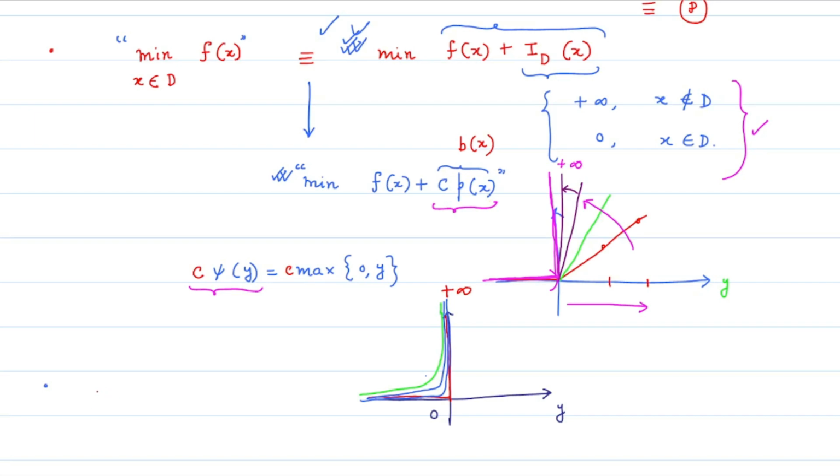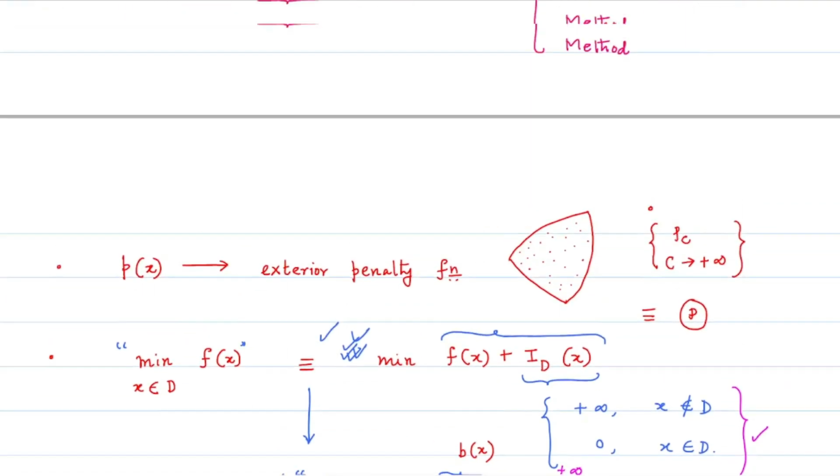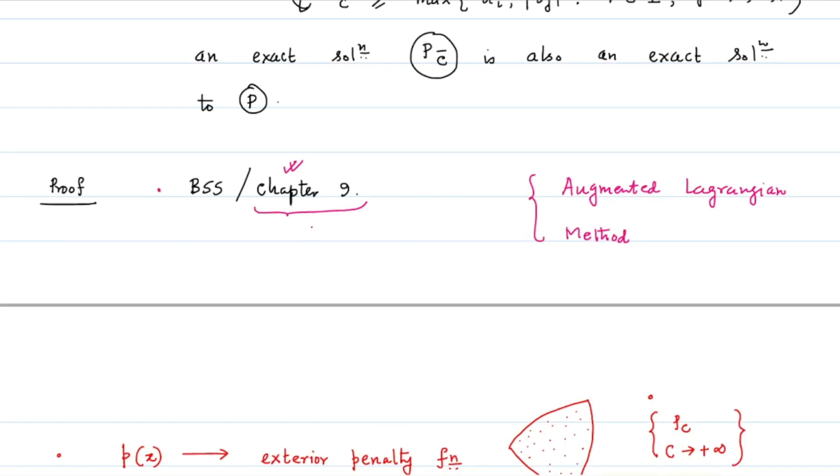For a reference on interior penalty functions or interior penalty algorithms to solve a constrained optimization problem, I would also like you to refer to chapter 9 of the Bazaraa, Sherali, Shetty book. With this comment, let me now stop this lecture here. In the next lecture, we shall learn another approach, a sequential quadratic programming approach, to solve a constrained optimization problem.